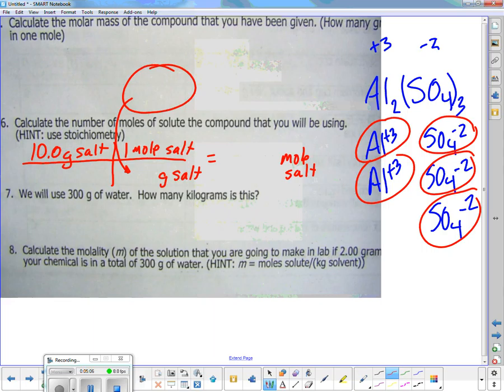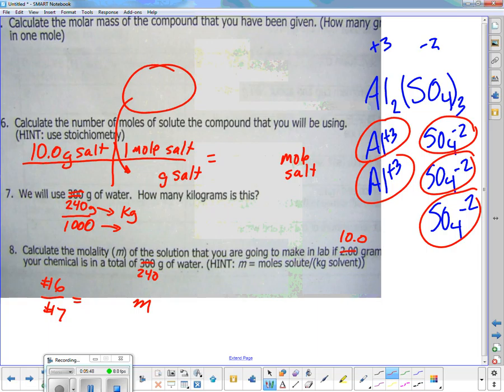Now we also changed this mass right here. It's no longer 300 grams, but it should have been close to 240 grams, right? And we want to change that to kilograms. To do that, I divide this by 1,000, and that will give me kilograms. So I can still go down here and change this to 240. This one we changed to 10 grams. And then all I have to do for number 8 is take number 6's answer divided by number 7's answer, and I've got my molality, which is moles of solute over kilograms of solvent.